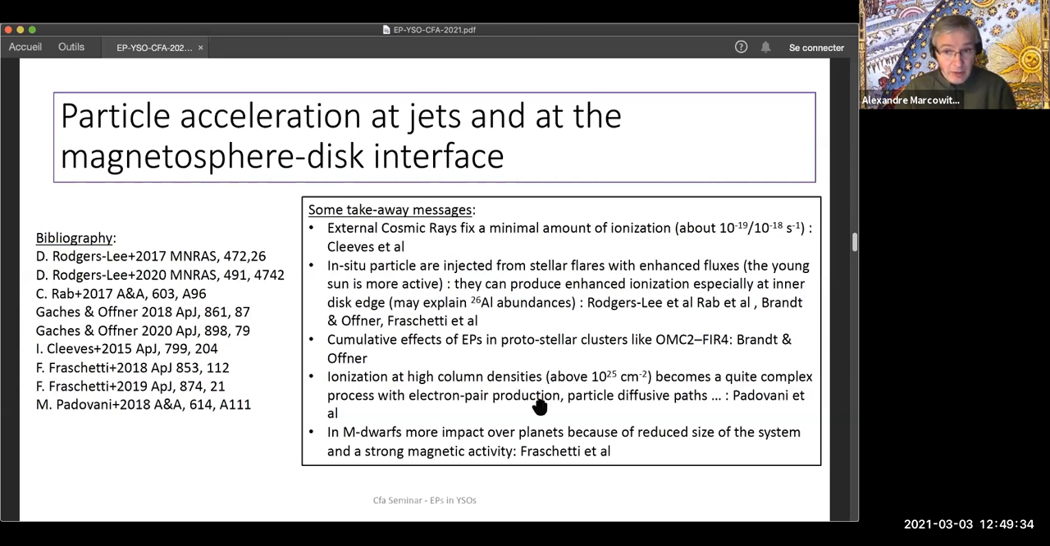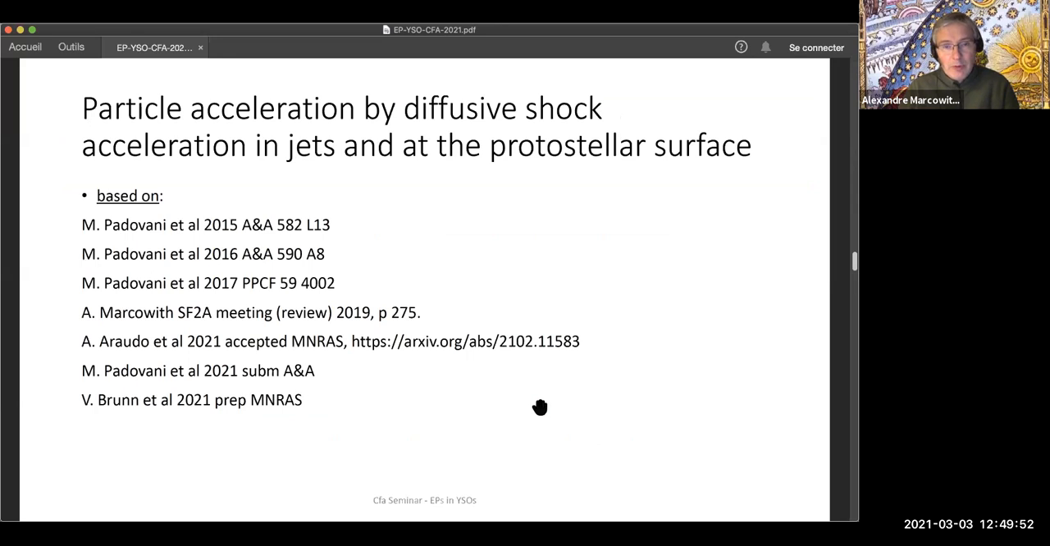And of course, as I told you, T-Tauri stars are not the only ones. M dwarfs are also quite active objects, and the impact on their planets has been investigated by Federico in one of his papers. Then I will move to work done with my collaborators, which has mostly focused on jets, but also a bit on the protostellar surface. So this is a series of works we did.